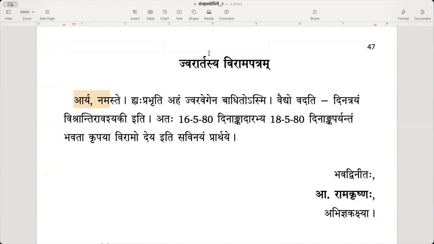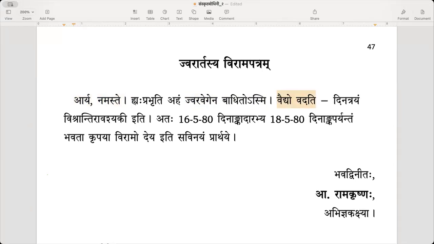So, jwara artasya virama patram. Jwara is fever. Artaha: one who experiences, anubhavati, shokam anubhavati, saha peeditaha. Jwarena peeditasya virama patram. Arya namaste. Hyaha prabhriti, from yesterday. Aham jwaravegena badhitaha asmi. I have been suffering from jwaravega, from fever. Vaidyaha vadati. This is like the doctor's note here.